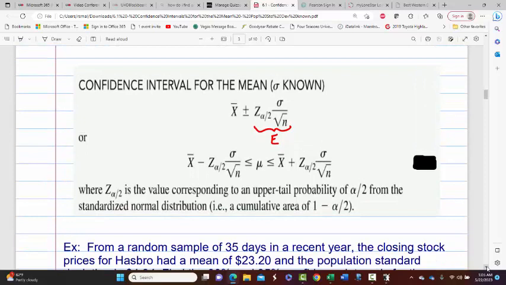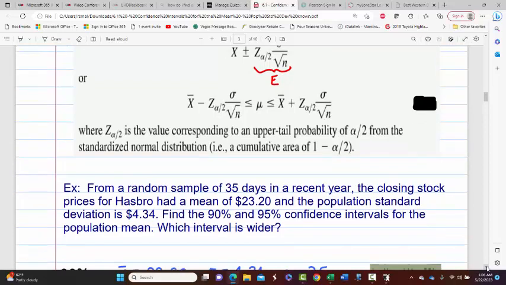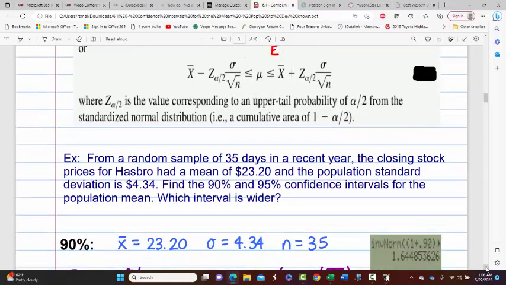Okay, so here's the formula that we're not really going to have to use, whether it's a calculator or Excel. That part we already talked about. That's your margin of error. So it's the X bar, the sample mean, minus the margin of error, X bar plus the margin of error. Okay.